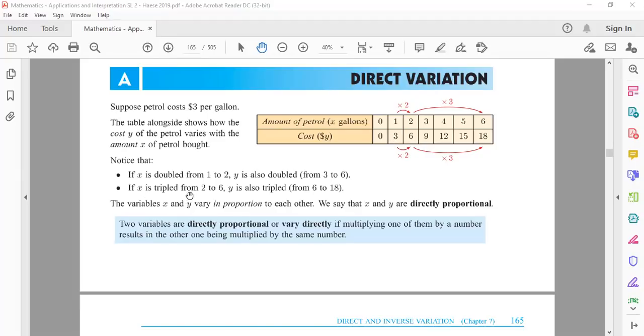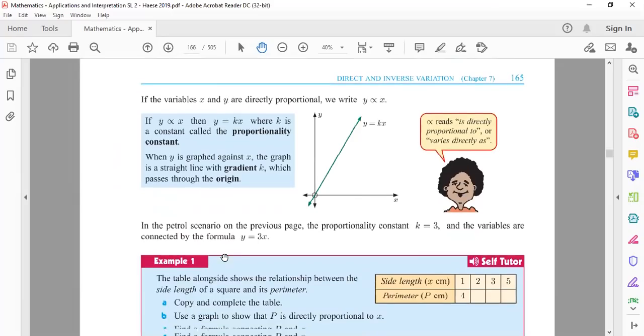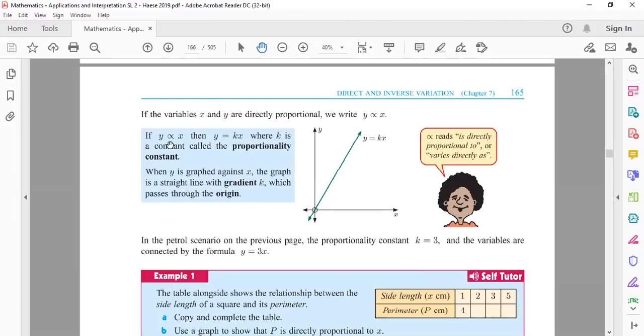And if x is tripled from 2 to 6, then y is also tripled from 6 to 18. So that means they are directly proportional. First we'll see what the directly proportional graph looks like. If y is directly proportional to x, y is equal to kx, where k is a constant. When k is constant, the line always starts from 0, the origin.